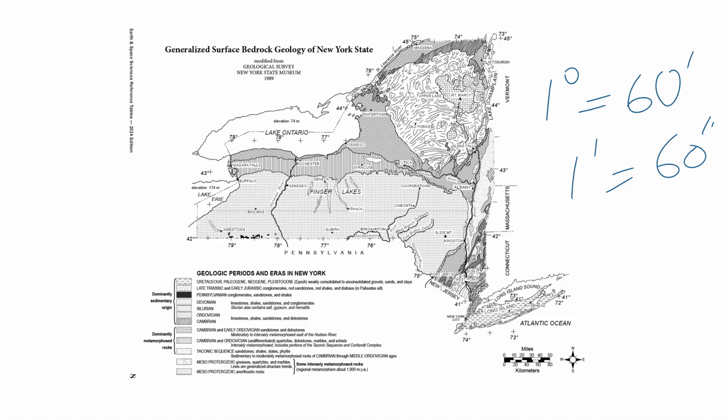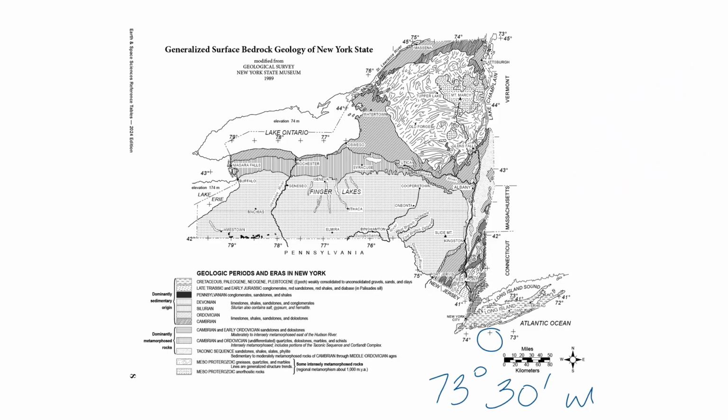Of course, we're going to remember that each degree is divided into 60 minutes, and each minute is 60 seconds. So if I want to know half of a degree, I'm going to divide 60 by 2, and I'm going to have 30 minutes. As we see here in the example, the longitude between 73 and 74 is going to be 73 degrees 30 minutes west.